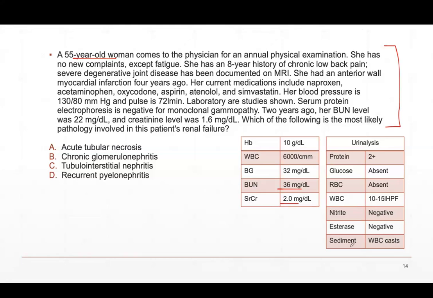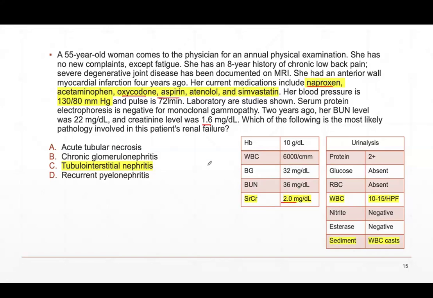Should I show the answer? Okay. So the answer is, as you said, C. The component that was really important for you is her medication history. She's taking naproxen, and she's taking oxycodone and aspirin and atenolol. She's taking all of these medications that all can hit her kidney, basically, and cause tubulointerstitial nephritis. And you can see here that her serum creatinine has increased and her BUN has also increased. So you can do the BUN creatinine ratio, basically.